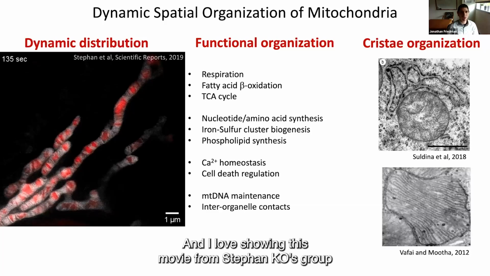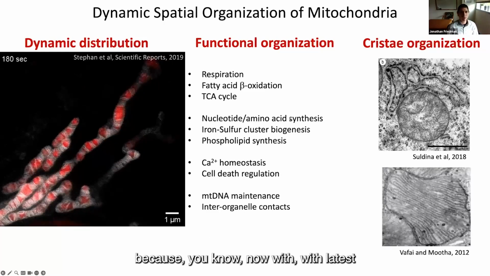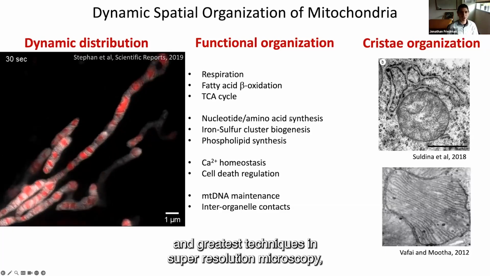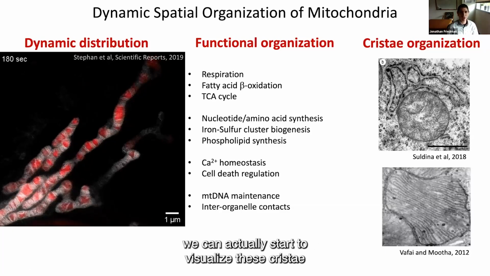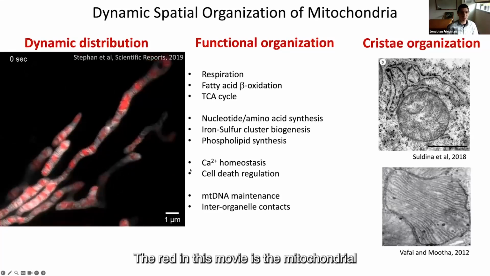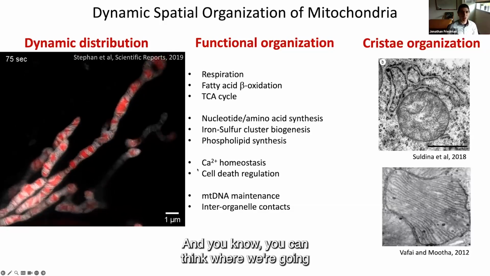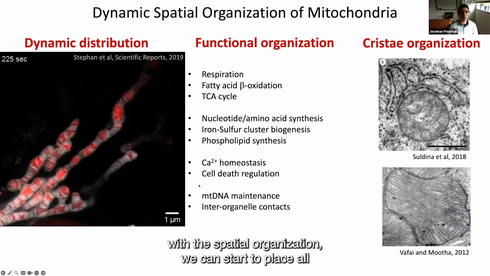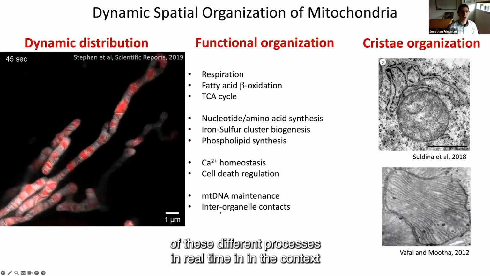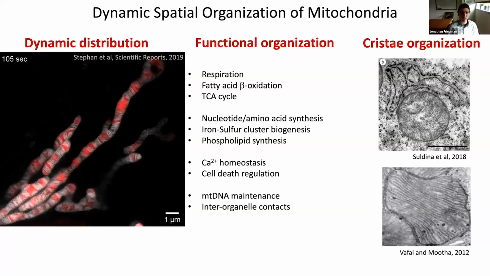And I love showing this movie from Stefan Jakobs' group because, now with the latest and greatest techniques in super resolution microscopy, we can actually start to visualize these cristae membranes in real time. The red in this movie is the mitochondrial nucleoid structures. And you can think where we're going with the spatial organization. We can start to place all of these different processes in real time in the context of this intermembrane organization.